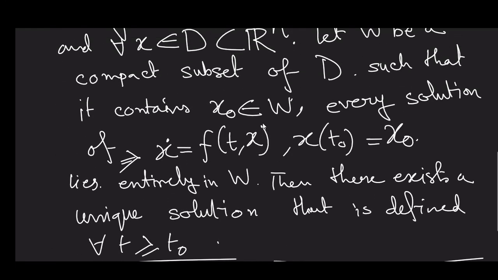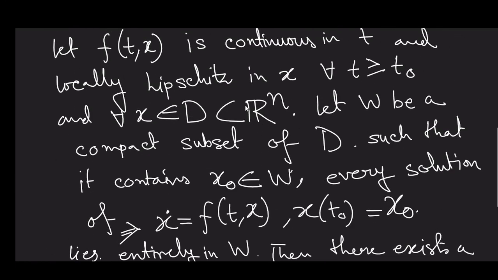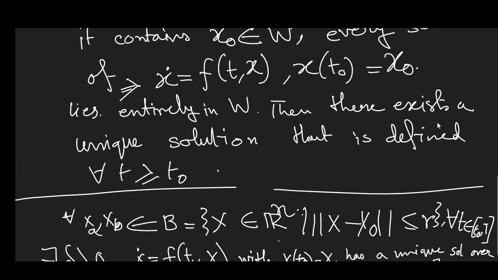Yes, this one. Let f of t comma x be continuous in t and locally Lipschitz in x for all t greater than or equal to t naught, and for all x belonging to D in R^n. Let W be a compact subset of D, such that it contains x naught. If every solution of x dot equal to f of t comma x lies exactly in W, then there exists a unique solution that is defined for all t greater than or equal to t naught.